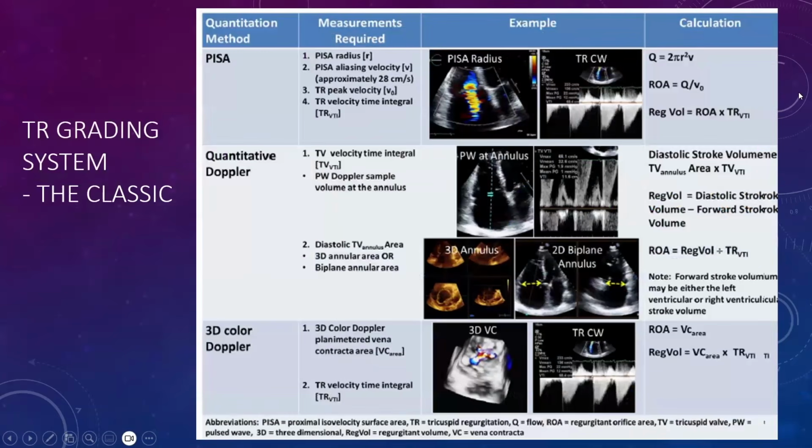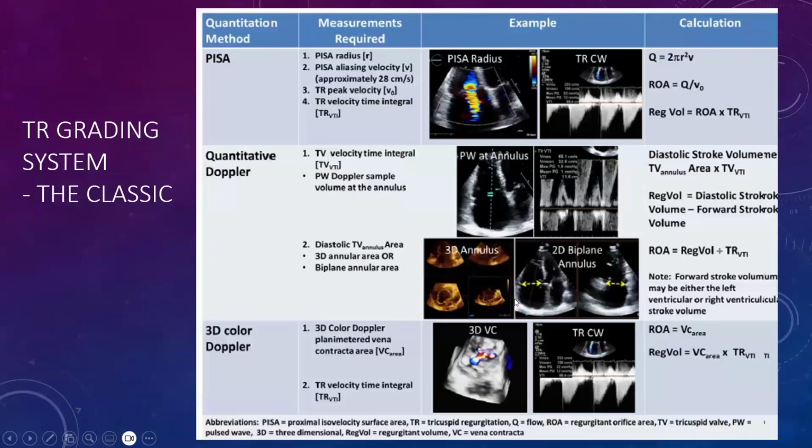These are the more quantitative parameters that we use on a more regular basis now to quantify things a bit better, looking at the PISA, the 3D color Doppler, as well as some quantitative Doppler parameters that can be used as an alternative when PISA is not available in terms of looking at the regurgitant volume. I'm going to talk about PISA and 3D color Doppler in a moment. But when you don't have those options, you can also use additional quantitative Doppler parameters, looking at the regurgitant volume by looking at the diastolic stroke volume and then the forward stroke volume. And so the total stroke volume, which is the difference between systole and diastole, can be looked at in a variety of different ways.